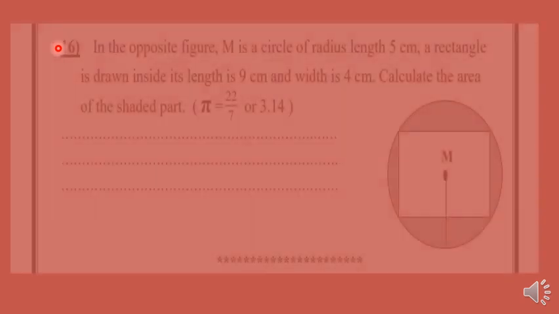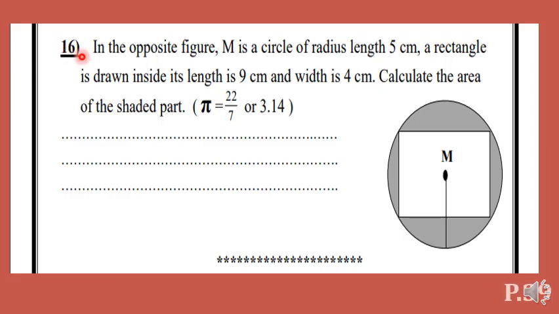Page 39, number 16. In the opposite figure, M is a circle of radius length 5 centimeters. So here we have R. A rectangle is drawn inside it. Its length is 9 centimeters and width is 4 centimeters. So here we have the length and here we have the width. Calculate the area of the shaded part.